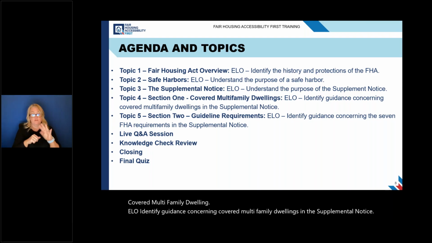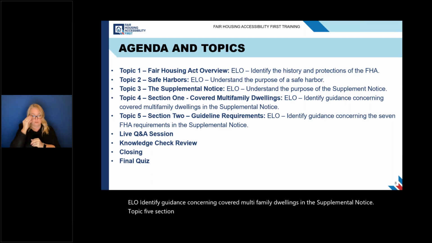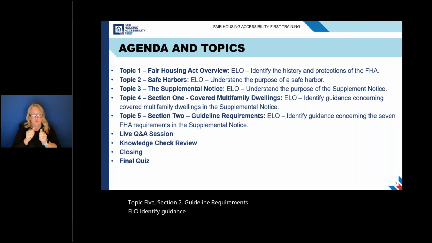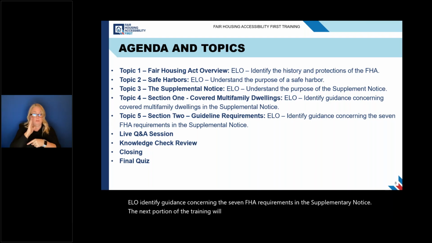Topic 5, Section 2, guideline requirements. ELO: identify guidance concerning the 7 FHA requirements in the supplemental notice. The next portion of the training will be the live Q&A session, followed by the knowledge check review and the close, and then you will be able to take the quiz.